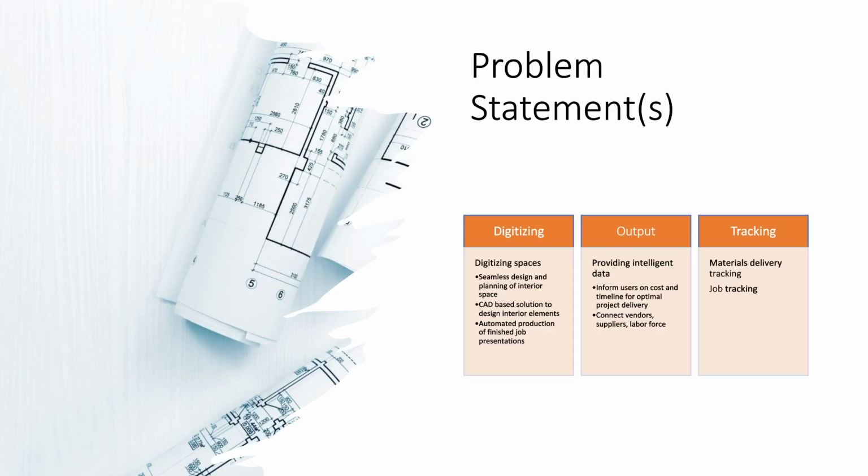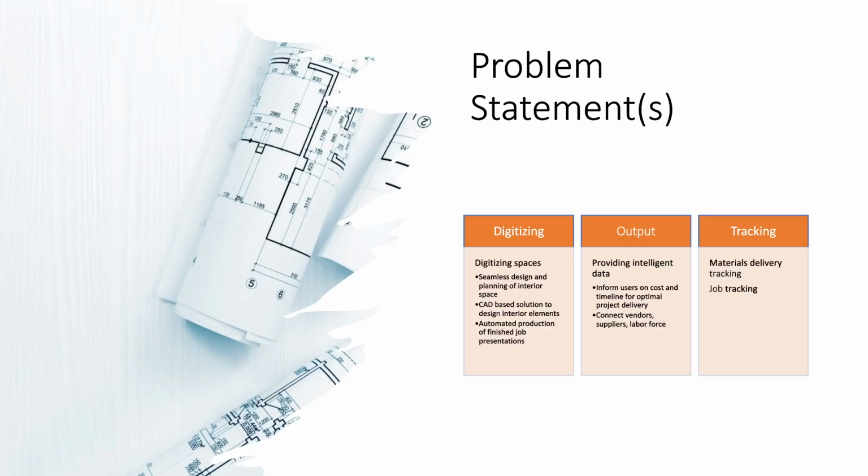The next aspect is the aspect of output. When I do such a design, I want to have access to intelligent data. And what do I mean by intelligent data? I should be able to inform the users on the cost and timeline for undertaking an interior space design project. And to complete the project successfully, I should have a way to connect with the vendors, suppliers, or the labor force required for the completion of the project, irrespective of the time and the geographical location.